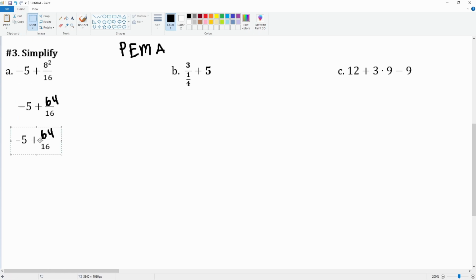Okay, we can see what is 64 divided by 16. Notice that 16 can go into 64 4 times. So this simplifies into just 4 over 1. But you never write the divided by 1. So it just simplifies into this. It becomes -5 plus 4. Together, this becomes -1. That would be its most simple form.